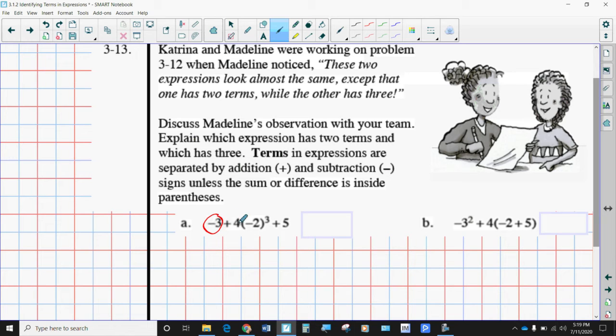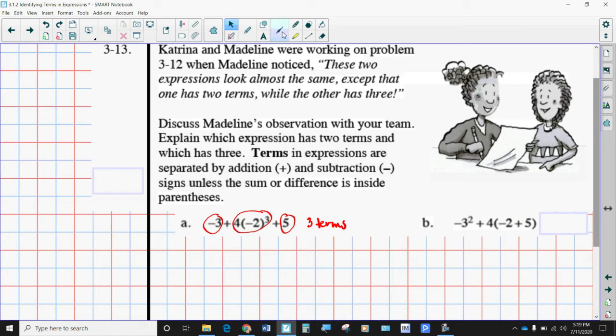That's -1 times 3. And this is 4 times -2 cubed. So this is what I like to term a complicated mess. There's a lot of multiplication going on in here. And technically, exponents are repeated multiplication. So this is really like 4 times -2 times -2 times -2. All of that makes one single term. And then this 5 is a single term, which means this has 3 terms.